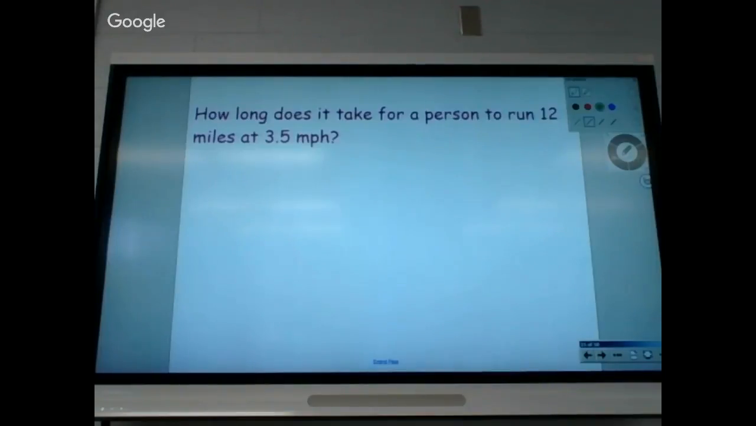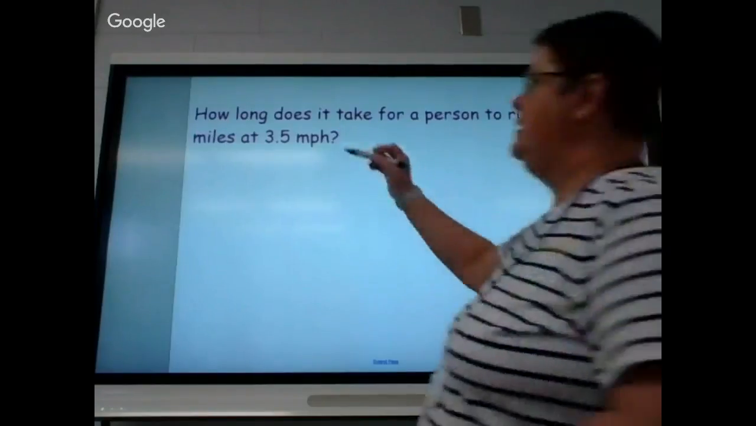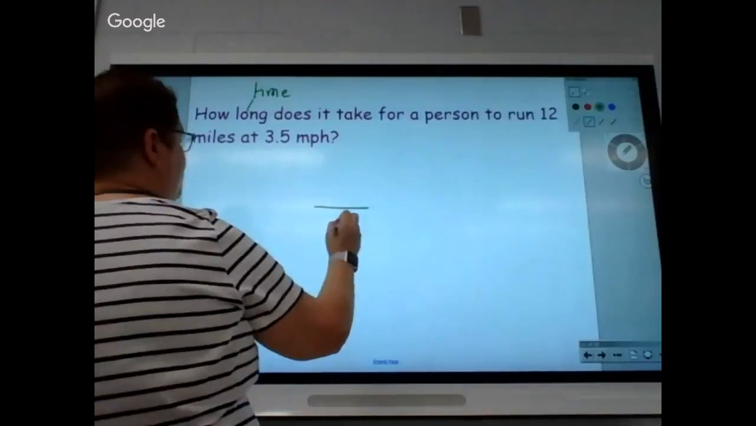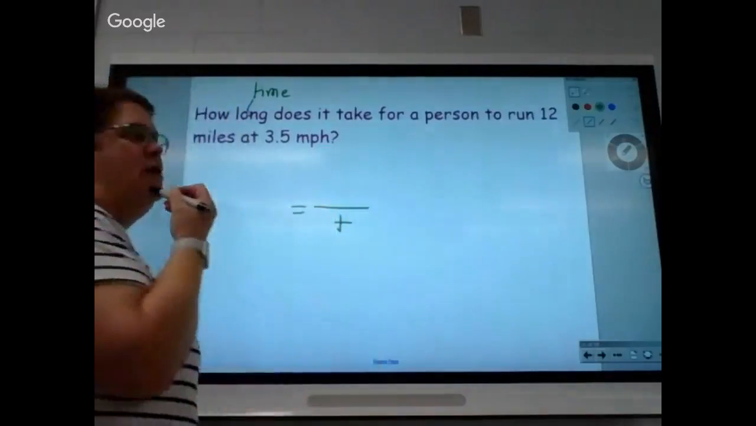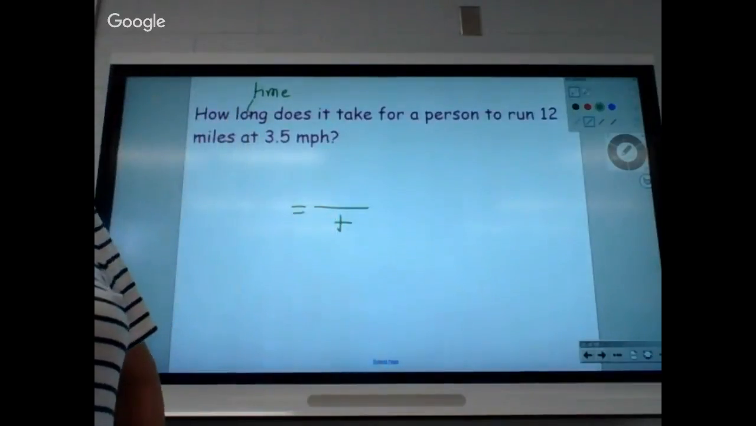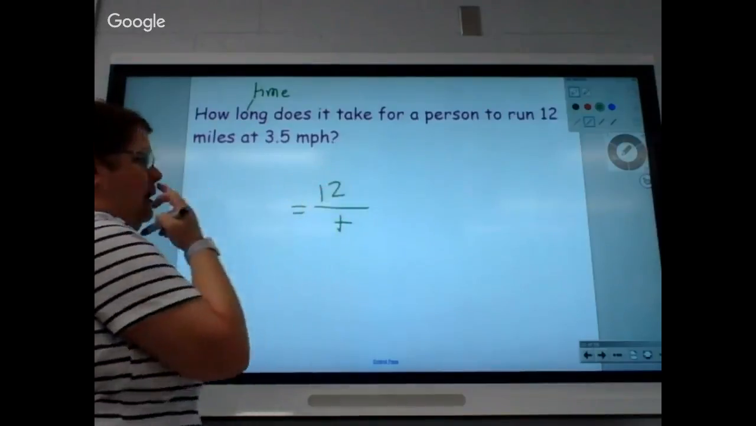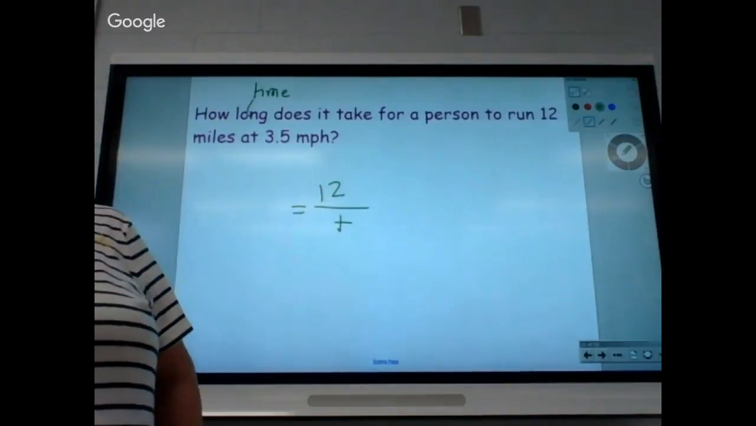All right. So when we look at the question, what are they asking us to find when they say how long? Time. Sometimes people see the word long and they think distance. But generally, when it says how long, they're looking for time. So when you see the word long, I want you to think time. If we're looking for time, we have to have speed and distance. So when you look at the question, what's the distance in the question? The 12 miles.